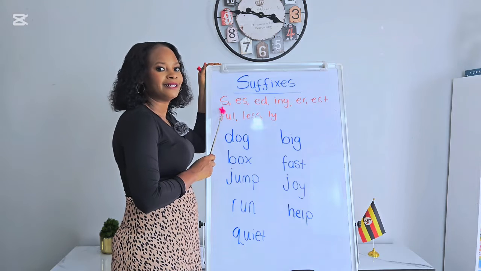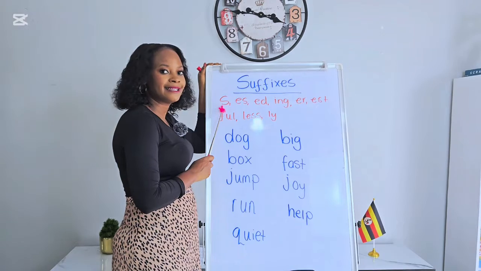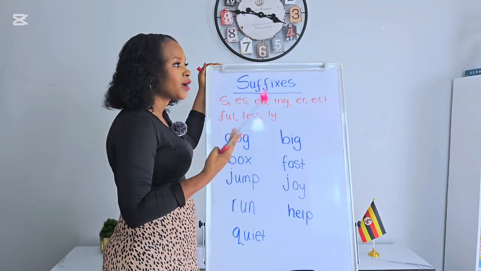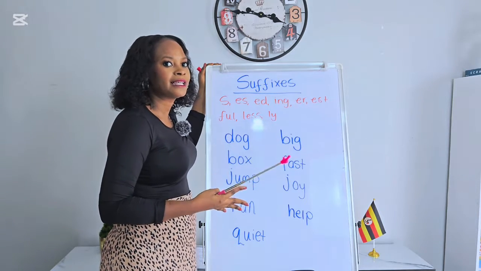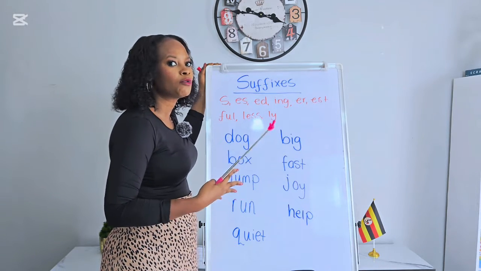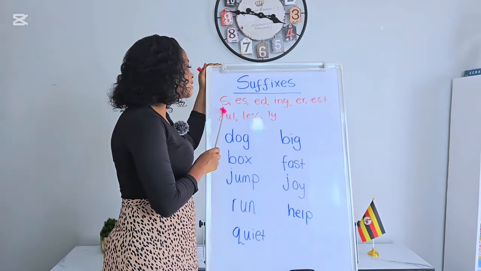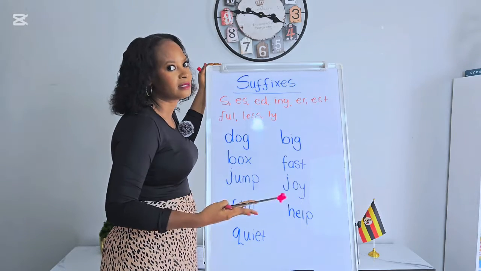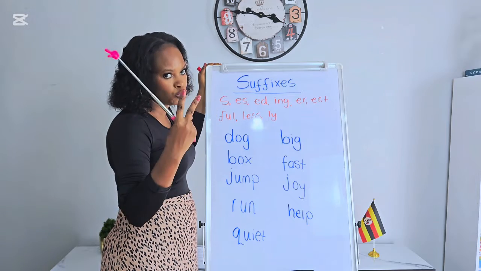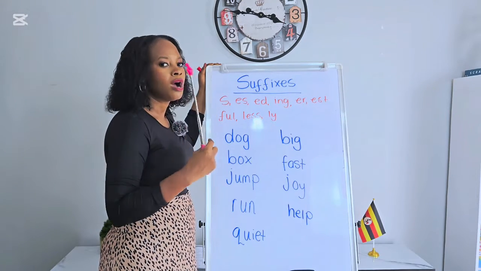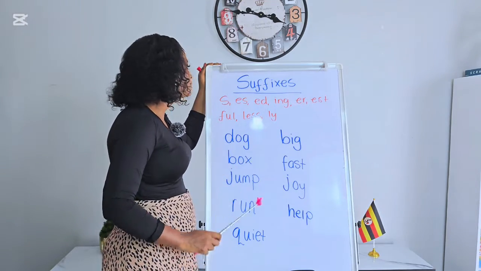S or Z. We use suffix s at the end to show more than one, to write the word in plural. If it's a cat, and we want to show that it's more than one cat, we add suffix s and say cats. Sometimes the letter s makes the sound s, other times z. One cat. Two, more than one, two cats. One dog. More than one, dogs. We add the suffix s to show more than one.